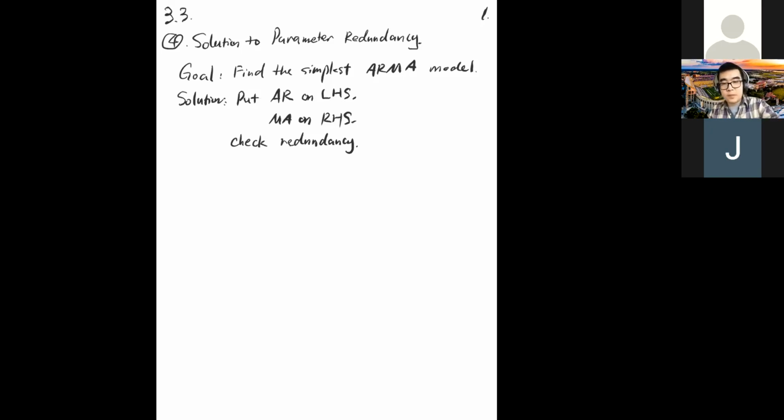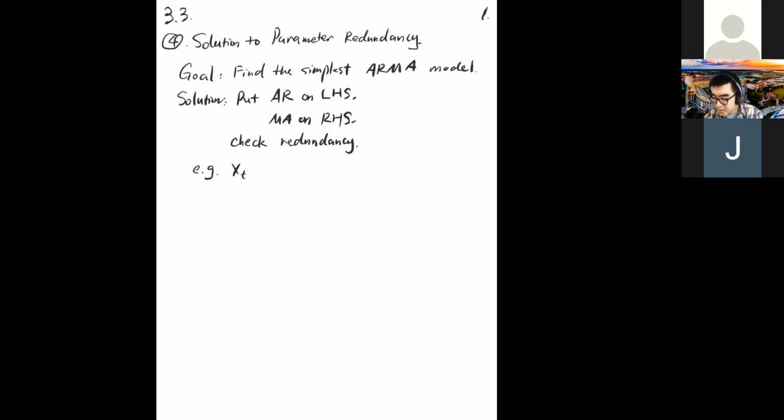Okay, so I'll get started. Let's continue talking about parameter redundancy. The goal of our ARMA model construction is that we want to find the simplest ARMA model, but there might exist some parameter redundancy problem. The solution is that we put the AR part on the left-hand side and the MA part on the right-hand side, and check if there is any redundancy. Okay, so here's an example.